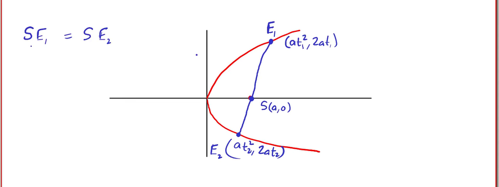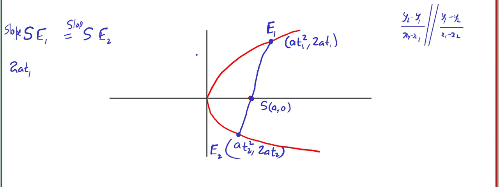So look at this. Slope of SE1 is the same as slope of SE2. And you know that slope means change in y by change in x. You can use the formula y2 minus y1 by x2 minus x1, or you can use y1 minus y2 by x1 minus x2. The only thing is the direction of subtraction should be same. So let's start with the first one. We get change in y, 2at1 minus 0, by at1 square minus a. I'll repeat once more. The direction of subtraction should be same. That's all. Is equal to, here I'll go from E2 to S, so 2at2 by at2 square minus a.